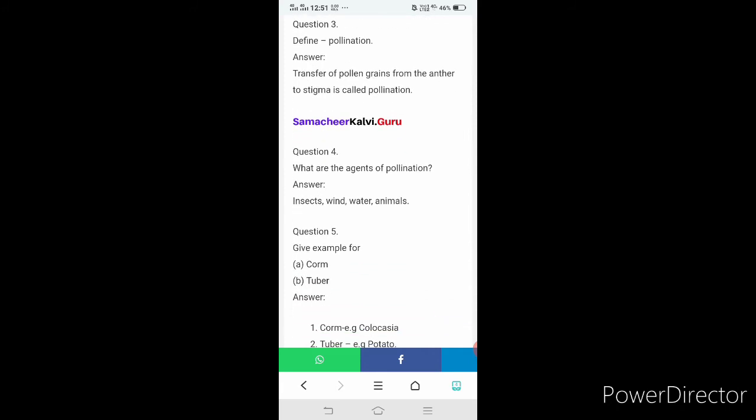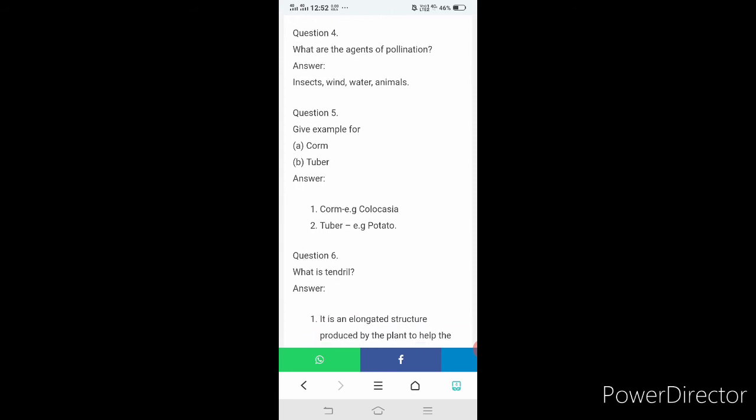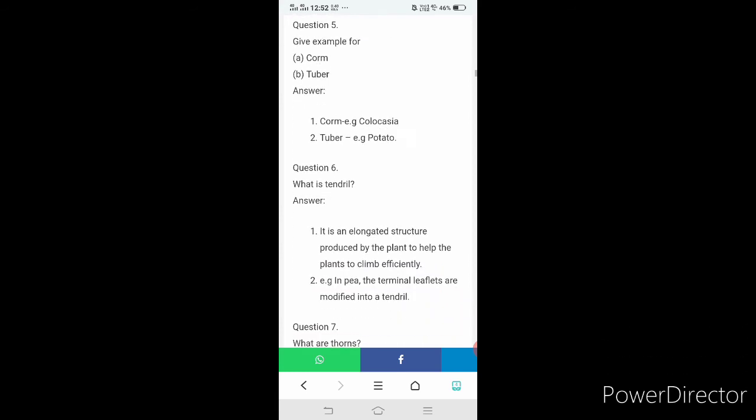Fourth one, what are the agents of pollination? This question also we have studied in choose the correct answer. Agents means pollinators, the agents which are used for pollination. So what are the agents they have asked? Insect, wind, water and animals. Fifth one, give example for corm and tuber. Example for corm is colocasia and tuber is potato.